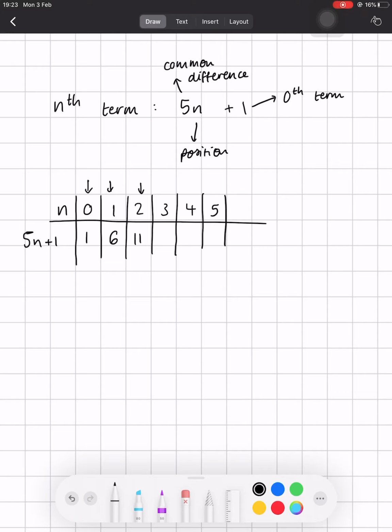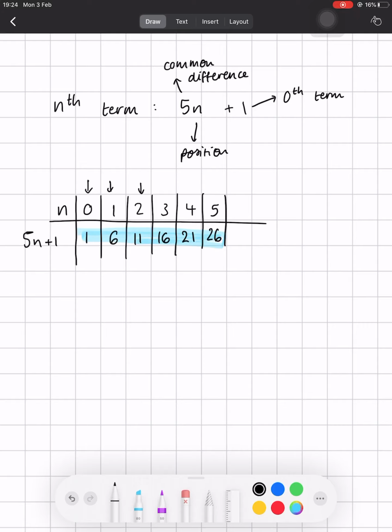5 times 3 gives you 15. Add 1 gives you 16. 5 times 4 is 20. Add 1 is 21. 5 times 5 is 25. Add 1 gives you 26. So here, which I'm highlighting in blue, is the start of your sequence.